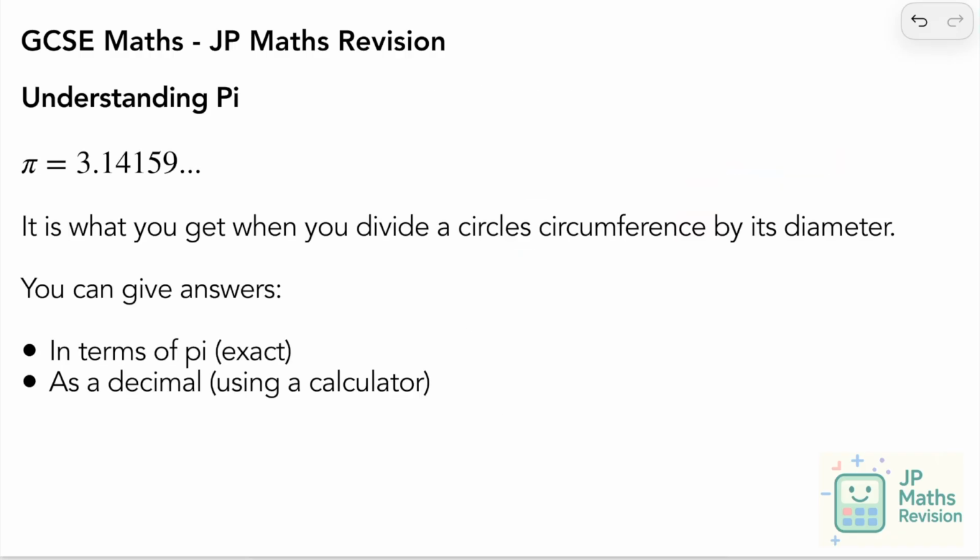So just a quick note on what pi is. Pi is an irrational number, starting with 3.14159, and it goes on and on to infinity. It's what you get when you divide a circle's circumference by its diameter. If you take any circle and divide the circumference by the diameter, you always end up with pi. So we could say that pi is the circumference over the diameter. When we have questions, we can either give answers in terms of pi, so in exact form, or as a decimal using a calculator.